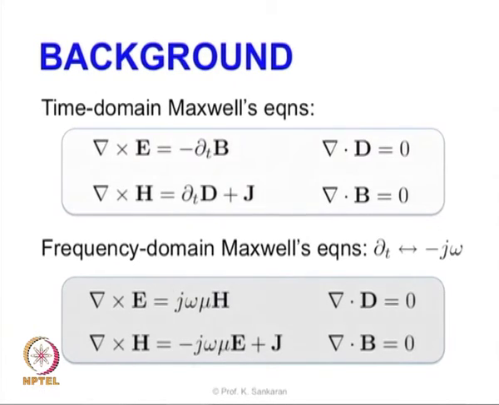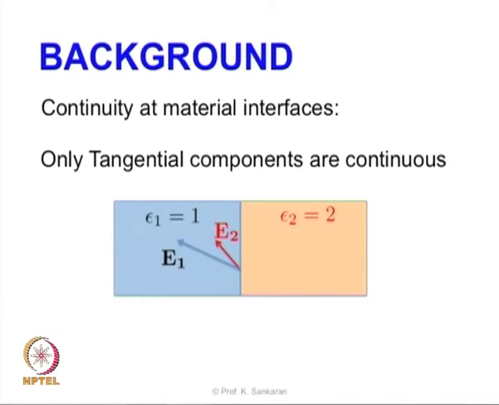So one can basically look at this set of equations with certain boundary conditions, because without boundary conditions, as I said before, the Maxwell equations by themselves are not enough. One has to look at boundary conditions both within the computational domain and also at the boundary of the computational domain. So one of the main boundary conditions is the material condition.